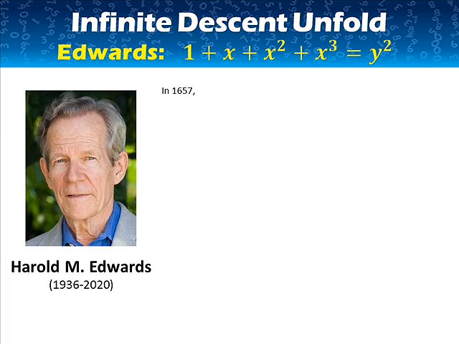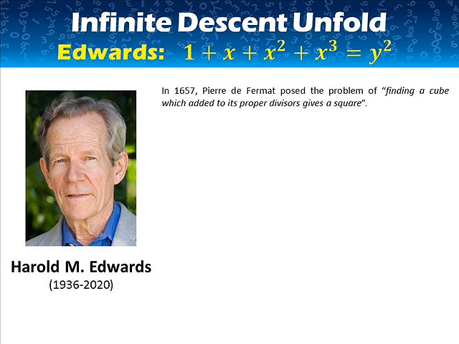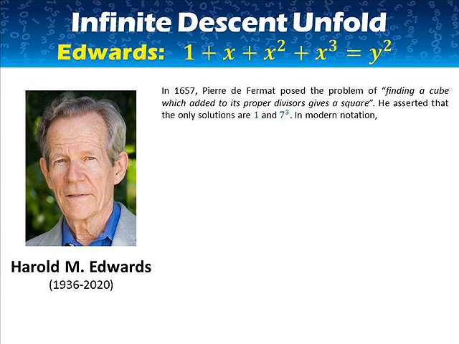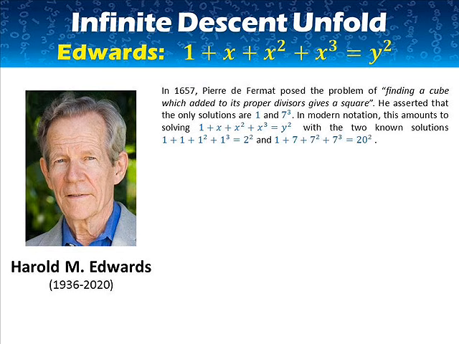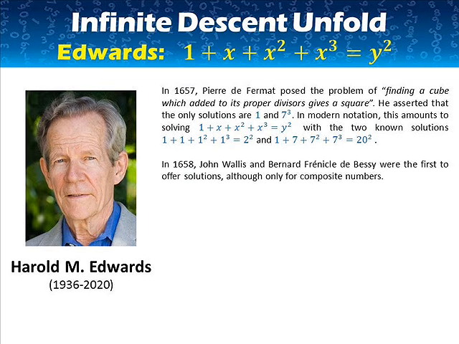In 1657, Pierre de Fermat posed the problem of finding a cube which, added to its proper divisors, gives a square. He asserted that the only solutions are 1 and 7 cubed. In modern notation, this amounts to solving 1 + x + x^2 + x^3 = a square, with these two known solutions. In 1658, John Wallis and Bernard Frénicle de Bessy were the first to offer solutions, although only for composite numbers.